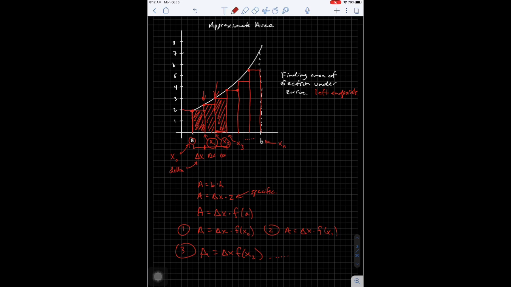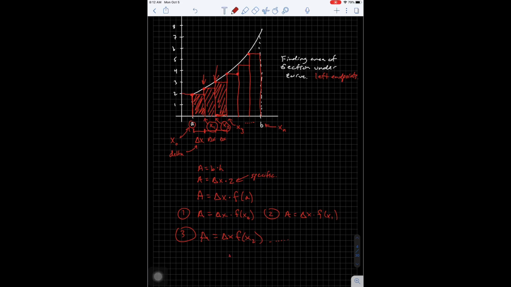Well, let's look at the last rectangle. So this is going to be our last rectangle. The width is delta x. What's the height? The height is the height at this guy. If this endpoint right here is called x sub n, then what are we going to call this right here? Think. It would be x sub n minus 1, 1 less than the end. So the area for the last rectangle is going to be delta x times f of x sub n minus 1.